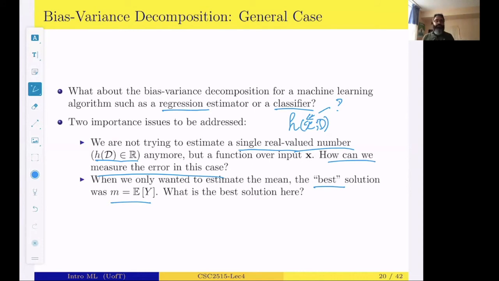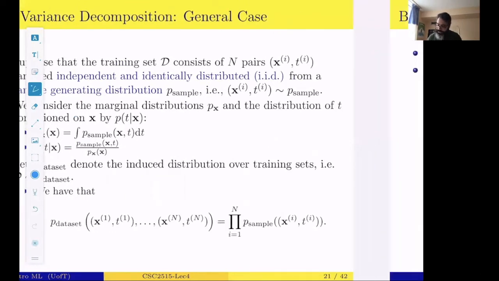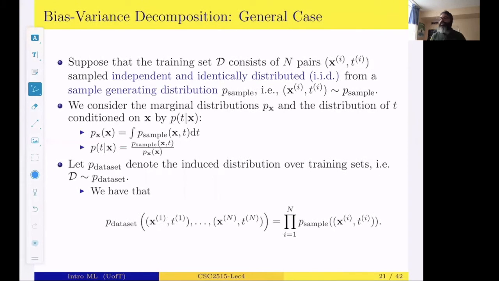What is the best solution here? And as you can see, I guess the question that you just asked, it turns out that we can get a best solution in regression, and that is related to squared error. Okay, so let's go through a similar exercise, but we need a little bit more notation.